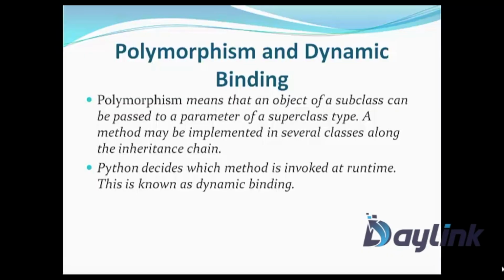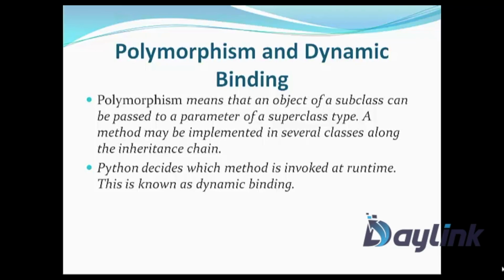We learn about polymorphism and dynamic binding. The three pillars of object-oriented programming are encapsulation, inheritance, and polymorphism. You have already learned the first two. This tutorial introduces polymorphism.